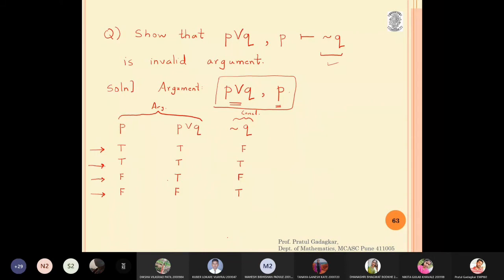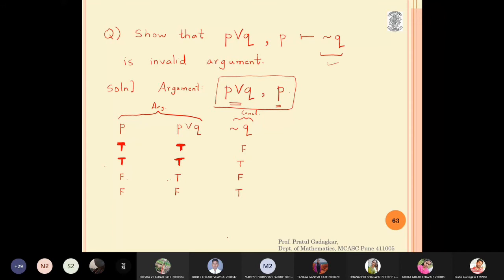You'll see that this is true. This is also true. Second row also has, this is also true, and this is also true. This is false, true, so I will not look at it. This is false, false, I will not look at it. So which rows am I going to look at? I'm going to look at all those rows where both of them are true.